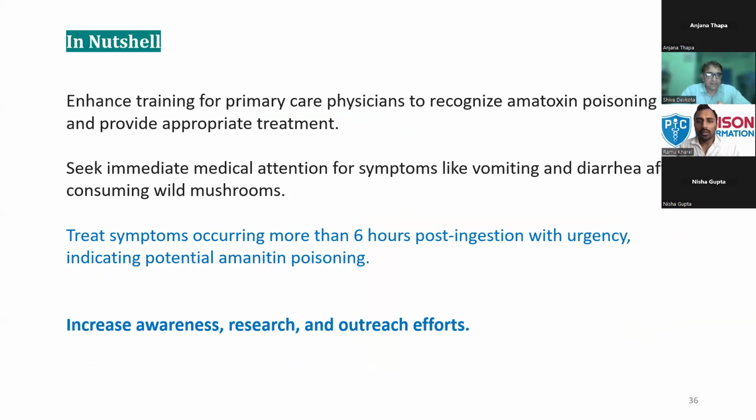And in a nutshell, I think what I realize is we need to enhance training for primary care physicians to recognize hepatotoxin poisoning and provide appropriate treatment. And we need to seek immediate medical attention for symptoms like vomiting and diarrhea after consuming wild mushrooms, and treat symptoms occurring more than 6 hours post-ingestion with urgency, indicating potential amatoxin poisoning. And we need to increase awareness, research, and outreach effort.